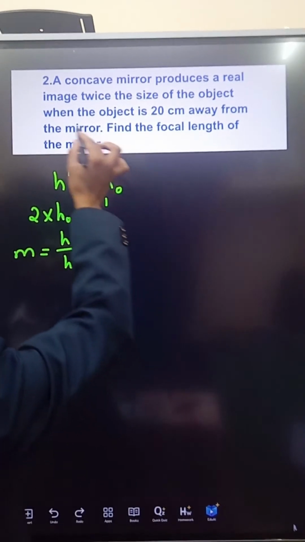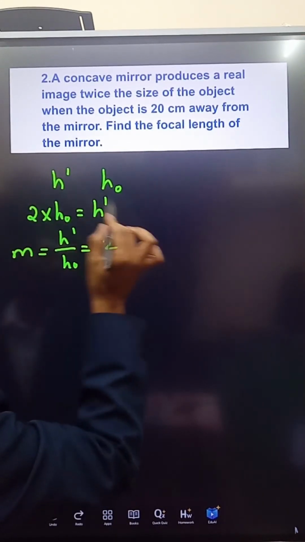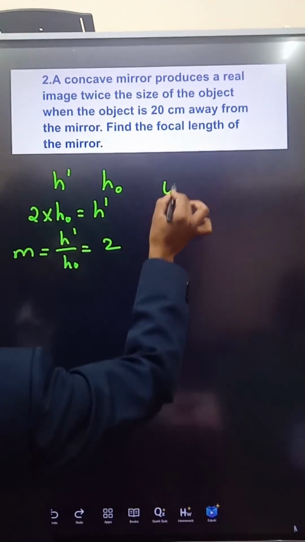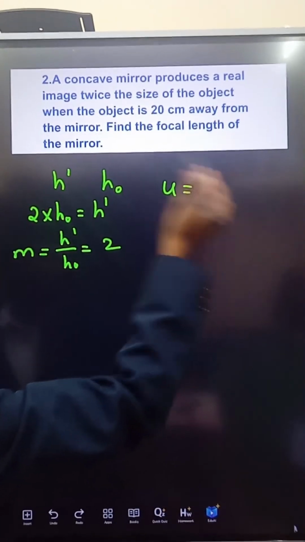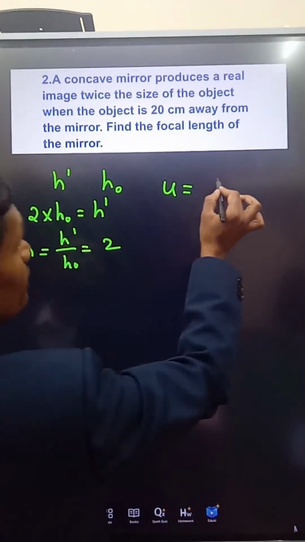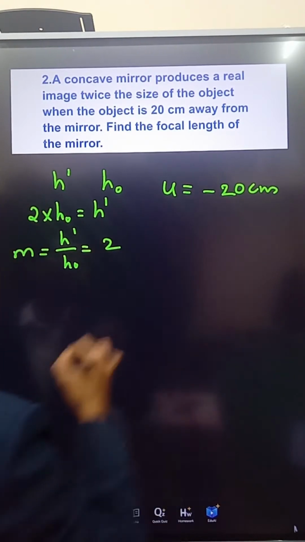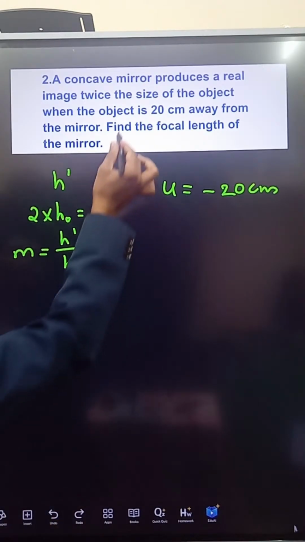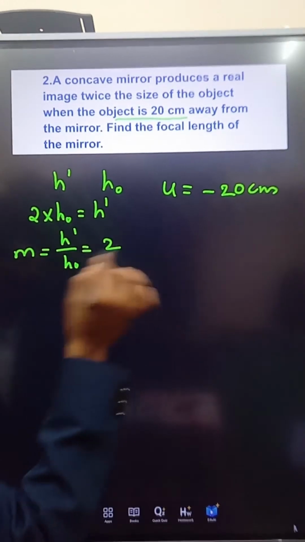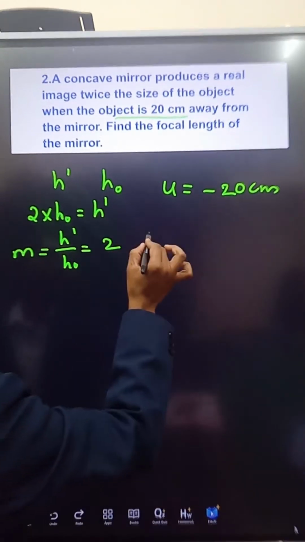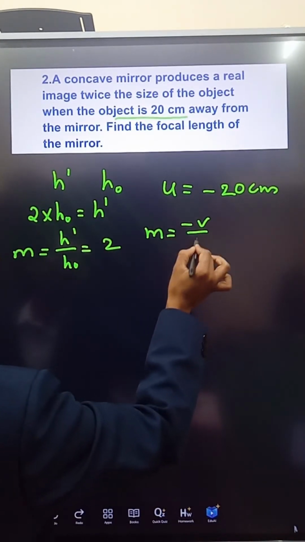Now, when the object is 20 centimeter away from the mirror, they have given the object distance. U is equal to, the object should always be kept on the left side of the mirror, so we take it as minus 20 centimeter, right? The object is 20 centimeter away from the mirror, on the left side. Now you know that magnification is nothing but minus V by U, we can write.